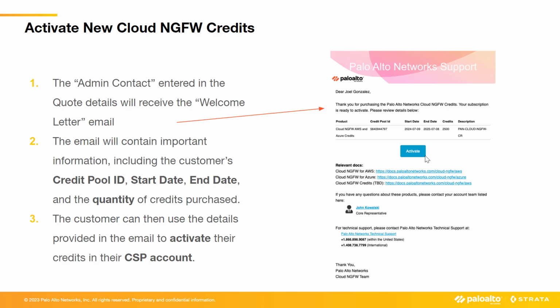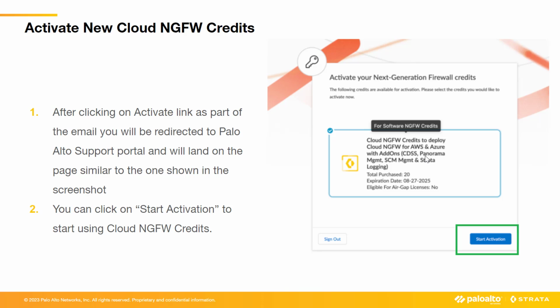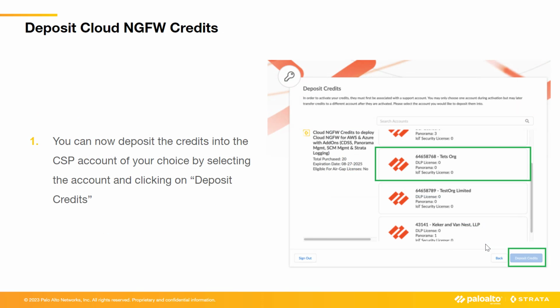Once after clicking on this activate link, you will be redirected to this page where you can start activation of Cloud NGFW credits, after which you will be able to deposit these credits into the customer support portal account into which you wanted to deposit the credits. You can select that and click on the deposit credits option that is available over here so that the credits will be deposited into the Palo Alto customer support portal account.